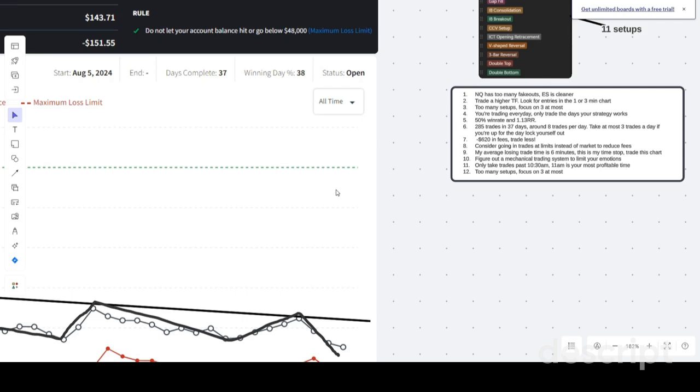When you go in at market, which is what I do for most of my trades, if not all my trades, right? I only go at market. You have to pay fees back to the market makers for providing the liquidity.